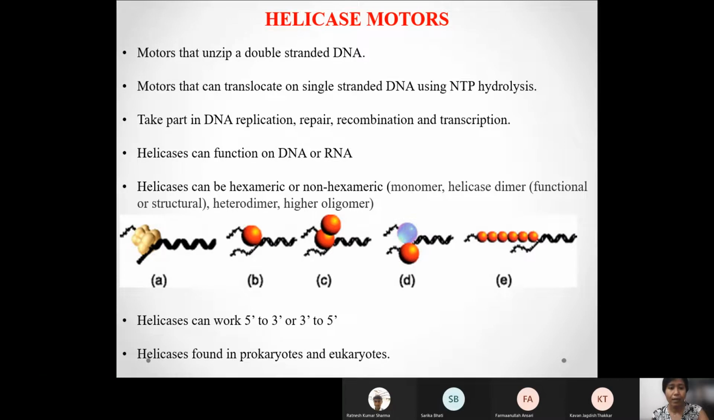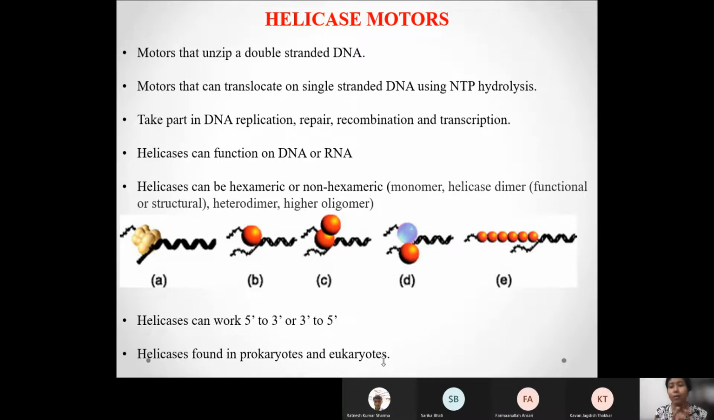Since then, helicases, as I've said, have been studied a lot, and what has been found is that there is really a huge number of helicases. They can take part in a number of processes. Their structures can be quite varied. They can be monomers, dimers, heterodimers, homodimers. They can form hexamers. And just as I think Farman had mentioned, AAA ATPase kind of proteins, there's a multitude of them.